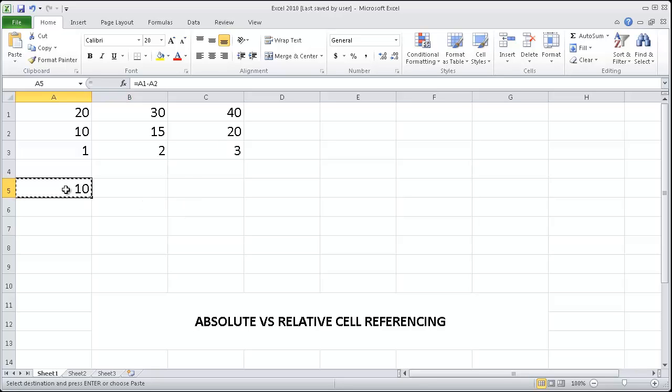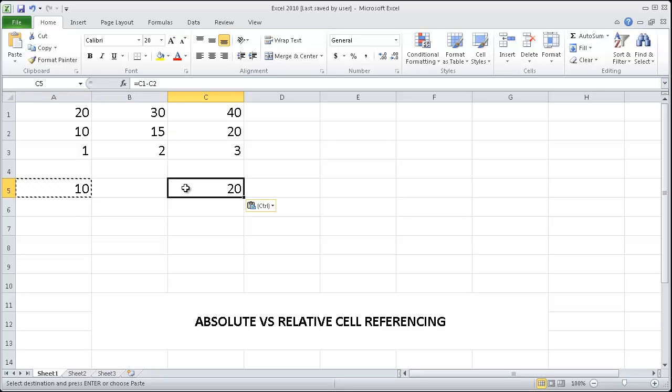I'm going to copy this and paste it over here. Control V. So as you can see, because I copied the pattern here, the column A got shifted over 2 units to the right. So we call this shifting relative cell referencing. Relative to the original cell that I copied, we're going 2 to the right. So the original formula, A1 minus A2, now becomes C1 minus C2.